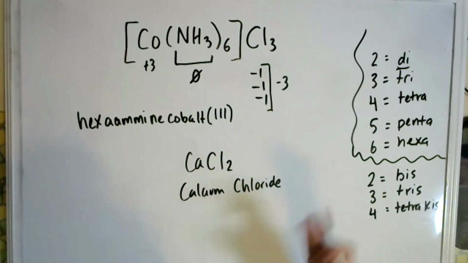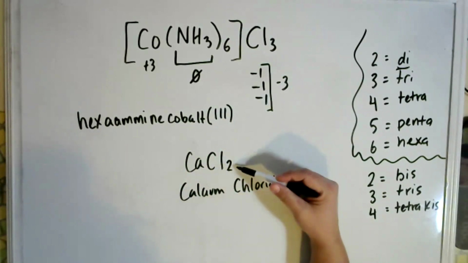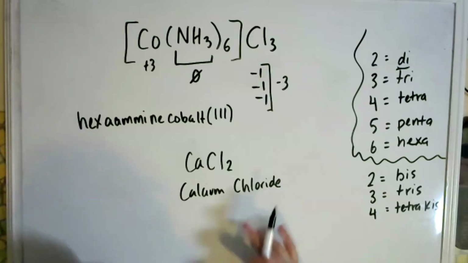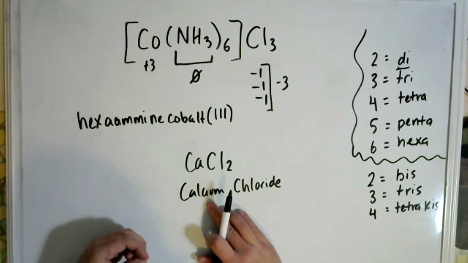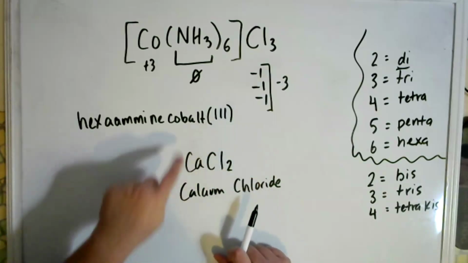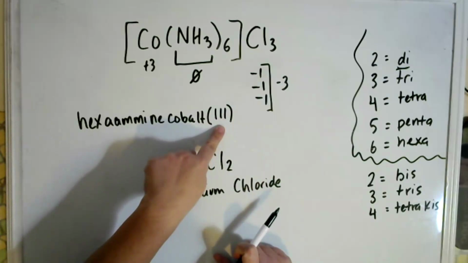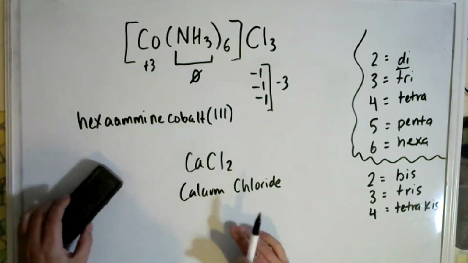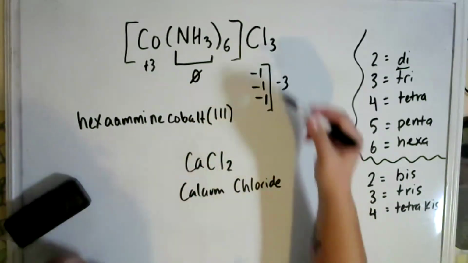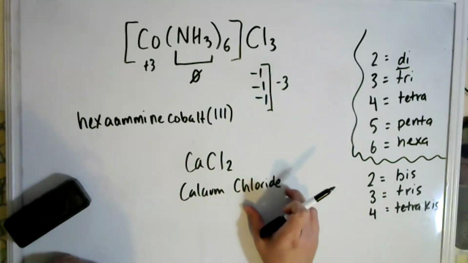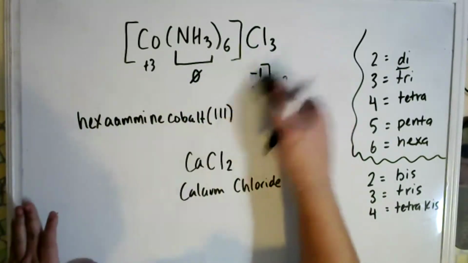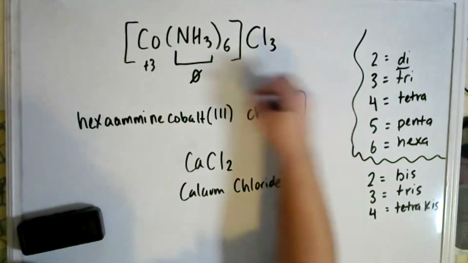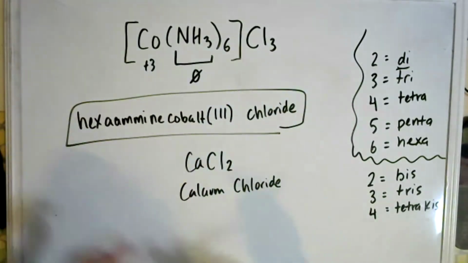Because I'm working with an ionic compound, I don't have to include any prefixes to tell me how many chlorides I have. I should be able to figure that out based on the charge of what's attached to it. And that same thing is true here. I know that cobalt has a +3 charge, so I know how many chlorides I would need in order to balance that charge out. So my final step is going to be to name my anion, and in this case, it's just the chloride ion. Okay, so that would be my final name.